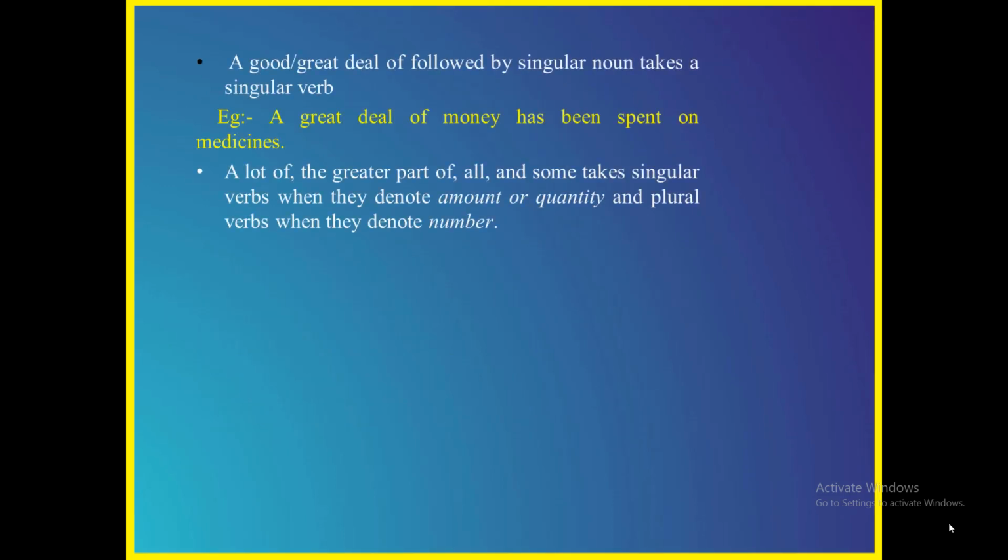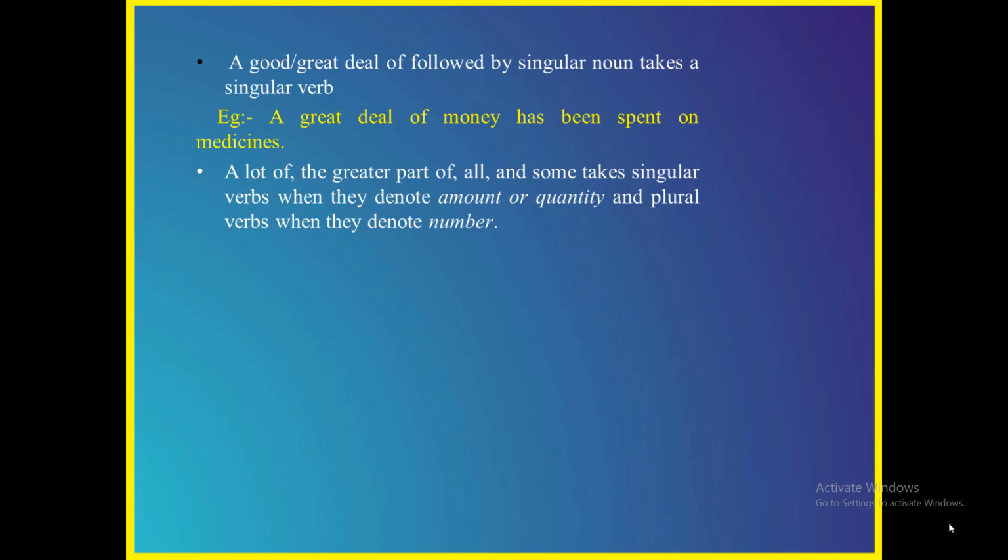Now, let us look into the first rule. If you are framing a sentence using words like a good or a great deal of, followed by a singular noun, then you are supposed to use only a singular verb. Just look into the sentence: a good or a great deal of, followed by a singular noun, takes a singular verb. Just look into the example sentence.